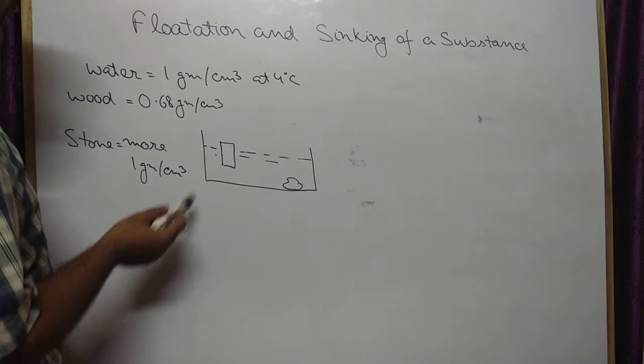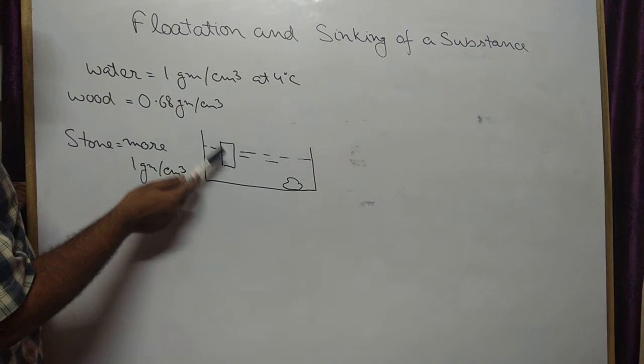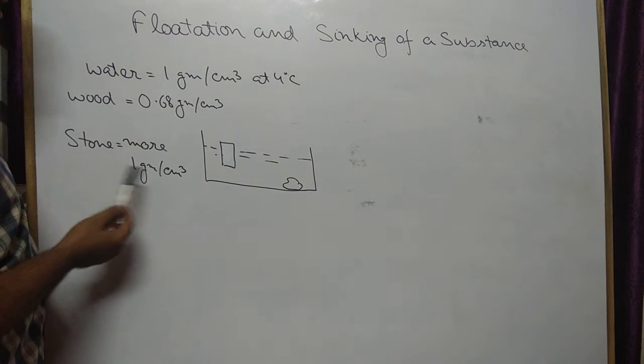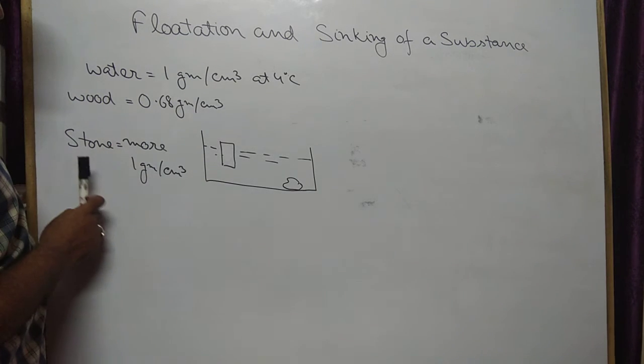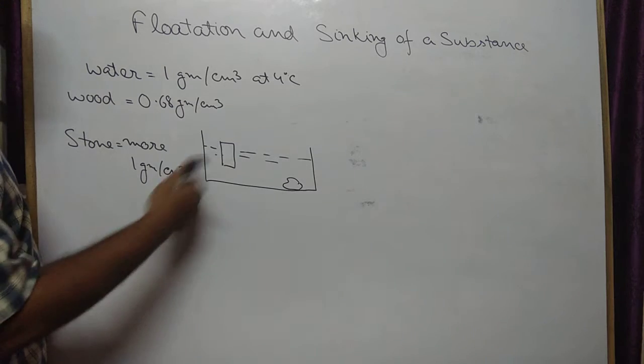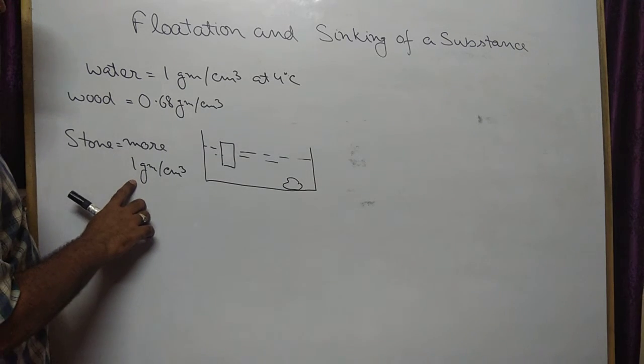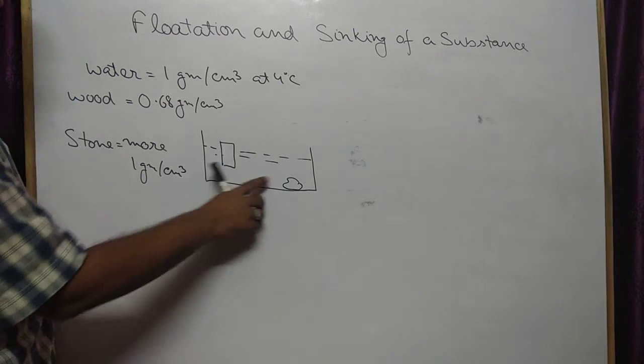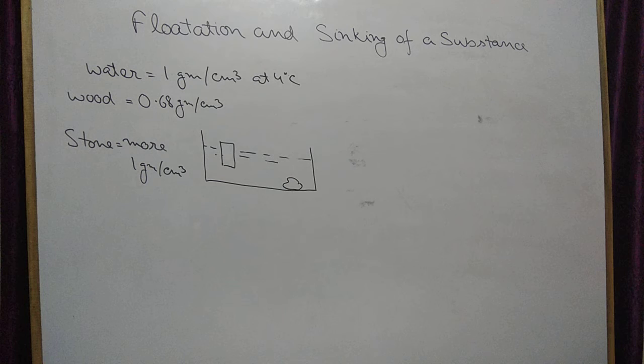Because the density of wood is lower than the density of water, so it will float, and the density of stone or some other material is more than the density of water, so it will sink. So remember, for floating we need less density than the liquid, and for sinking we need more density than the given liquid.